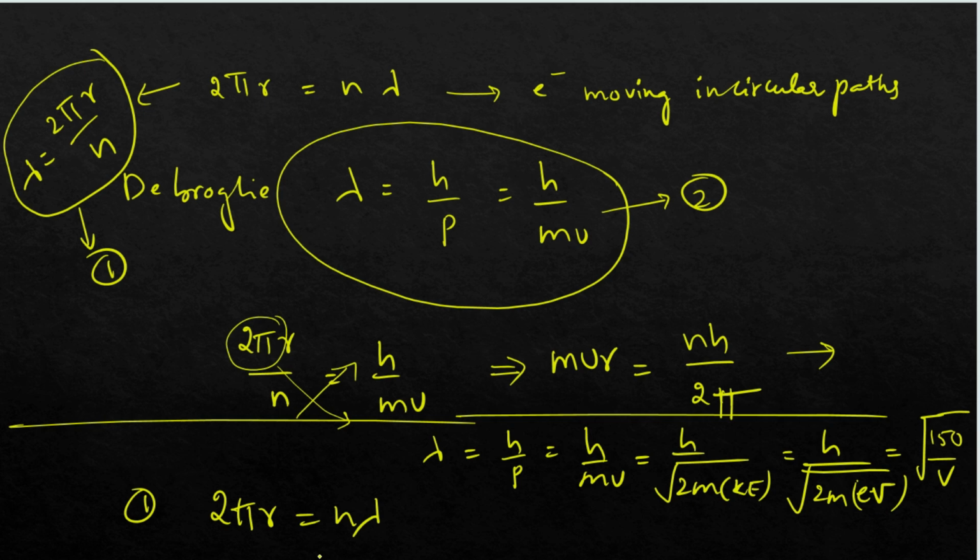They may ask lambda by giving some data, for any object or any charged particle or electron. So you have to consider only how to calculate lambda. What is the wavelength of an accelerating proton, or what is the wavelength when the particle is moving with this much velocity and this much mass, or what is the wavelength if an electron is accelerated by some potential difference. So they may ask wavelength, and they may ask 2 pi r is equal to n lambda based questions.